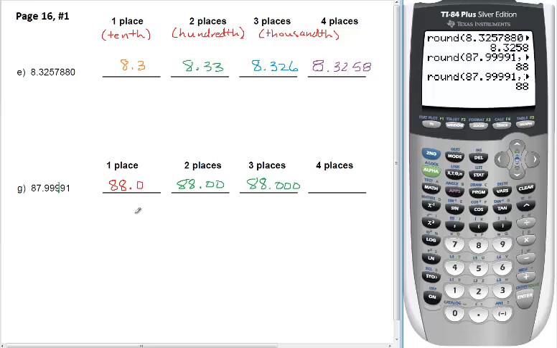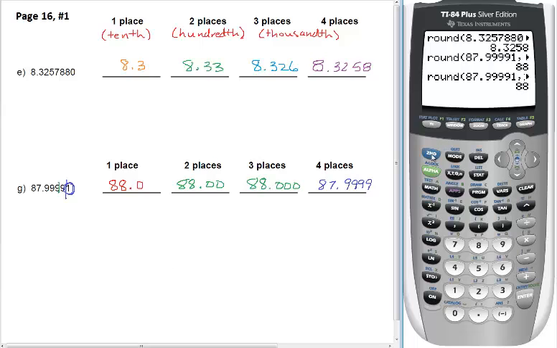Now look at the very last one. Okay. Now if I chop it here, it's a 1. So it doesn't move, right? It doesn't change. There's no change in the number. So for 4 decimal places, it's 87.9999. Now let's see if that happened on the calculator as well.